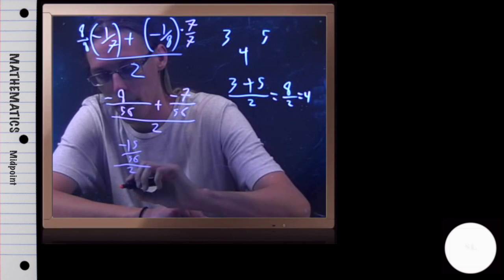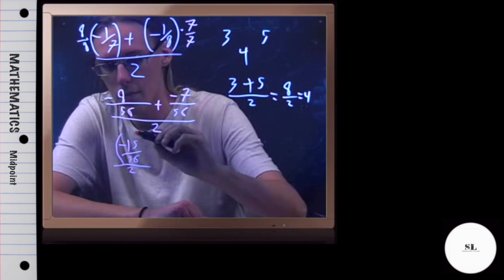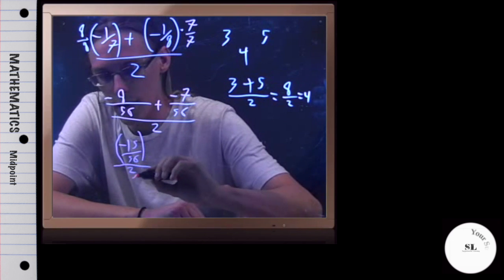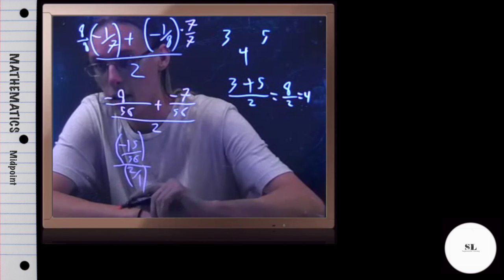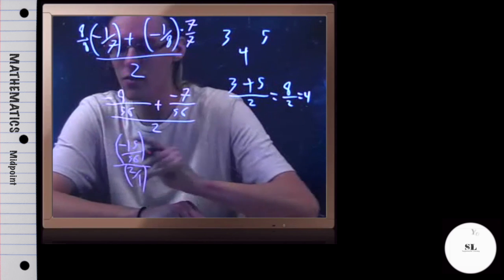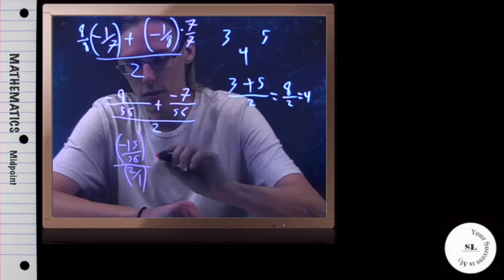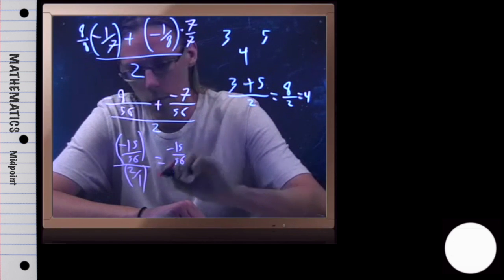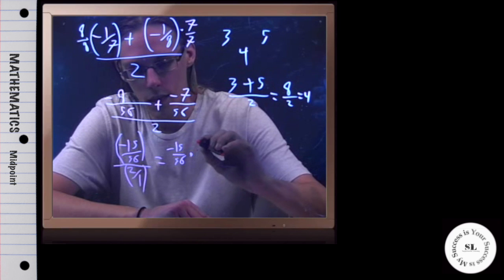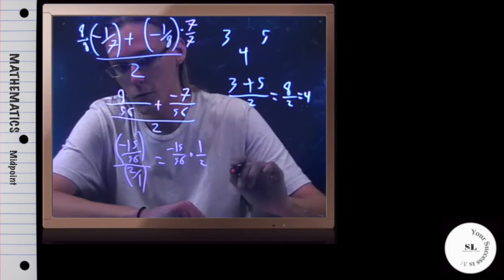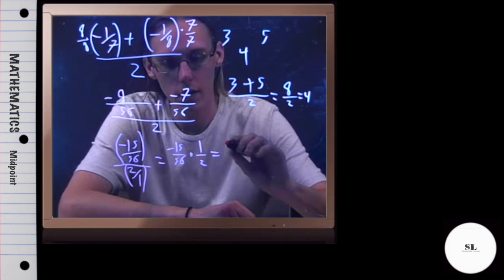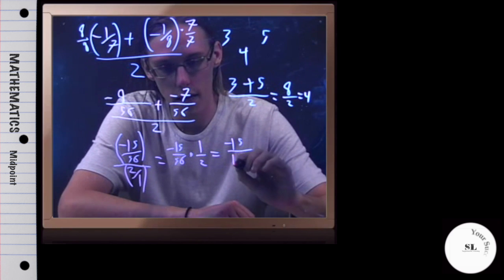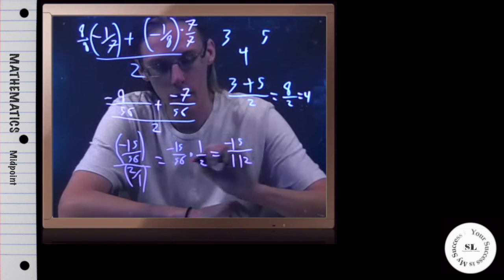So when you divide a fraction by another fraction, you might be wondering, well, what other fraction? I can write this as 2 over 1. And the reason I want to do that is because if you're dividing a fraction by another fraction, you just keep the top, don't change it, but you flip the bottom and then just multiply straight across. So negative 15 times 1 is negative 15. And 56 times 2 is 112.